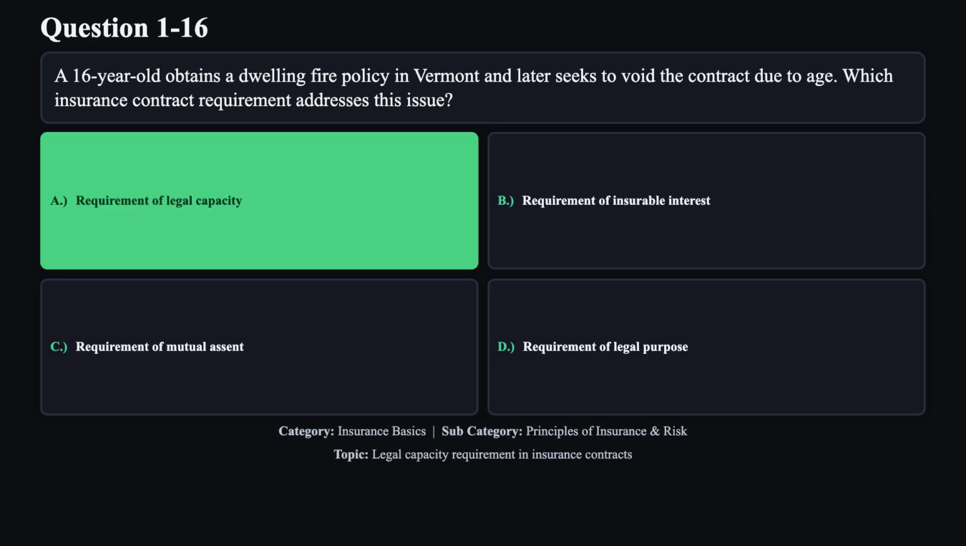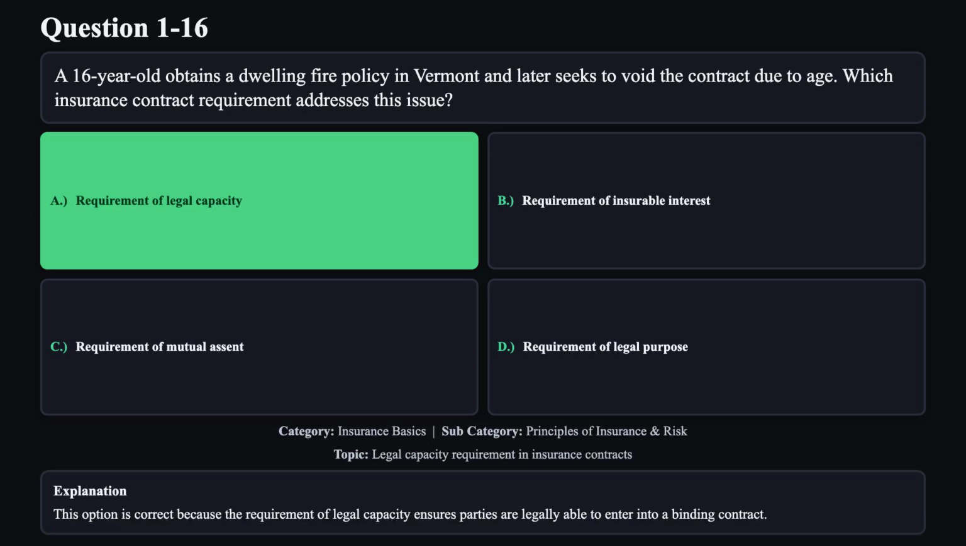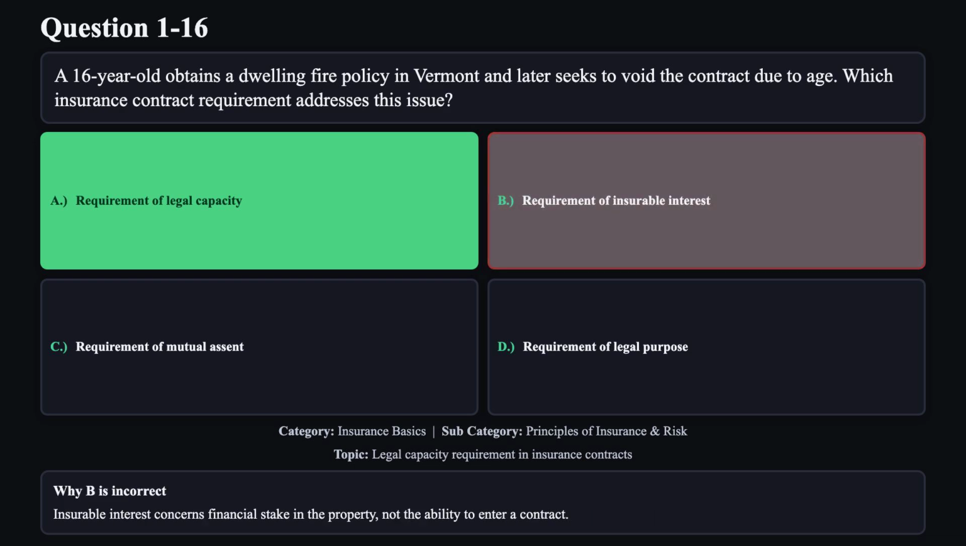The correct answer is A. This option is correct because the requirement of legal capacity ensures parties are legally able to enter into a binding contract. Reason B is not correct. Insurable interest concerns financial stake in the property, not the ability to enter a contract.